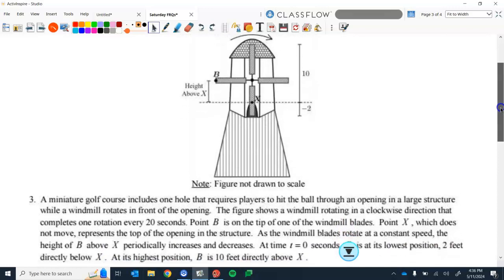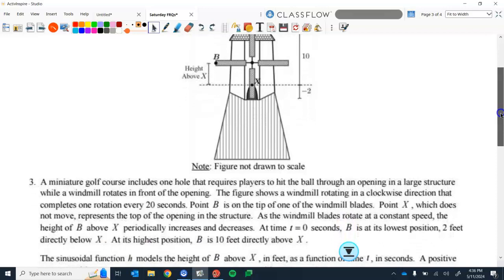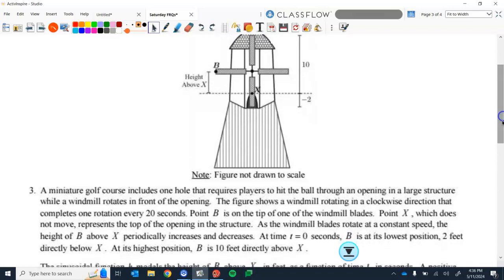So a miniature golf course includes one hole that requires players to hit the ball through an opening in a large structure in the windmill. It rotates in front of the opening. The figure shows a windmill rotating in a clockwise direction that completes one rotation every 20 seconds. Okay, so let's talk about this for just a second. I'm going to go back to over here.